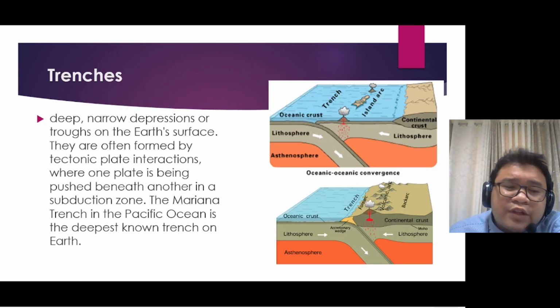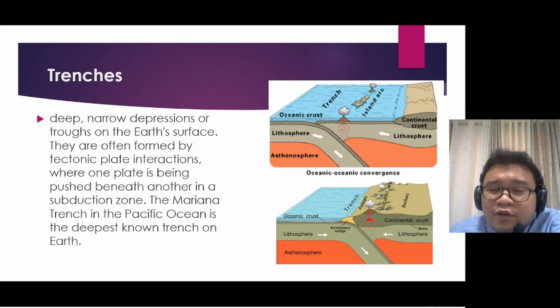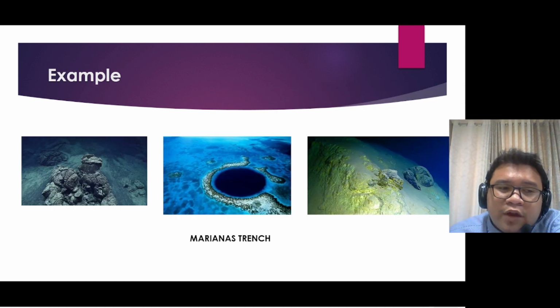Then, of course, trenches are some of the features that are formed as a result of subduction. And we know for a fact that the deepest trench system found in our planet is the Marianas Trench in the Pacific Ocean, which is, of course, the deepest known trench so far in our planet. We already discussed this one, so we will proceed to the next one.